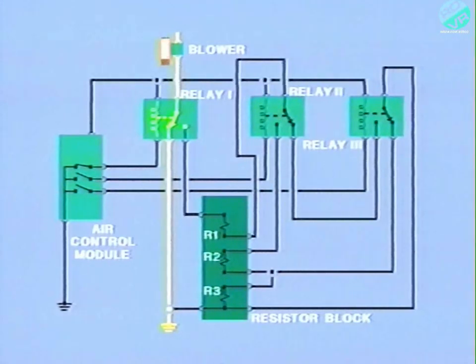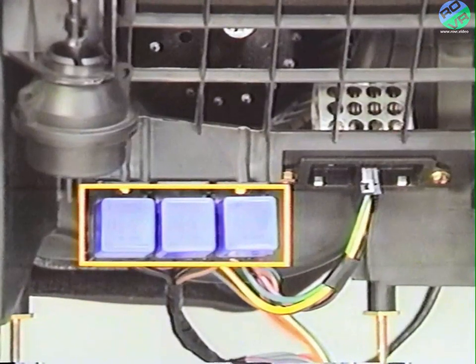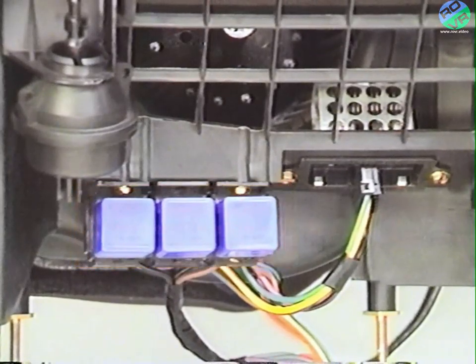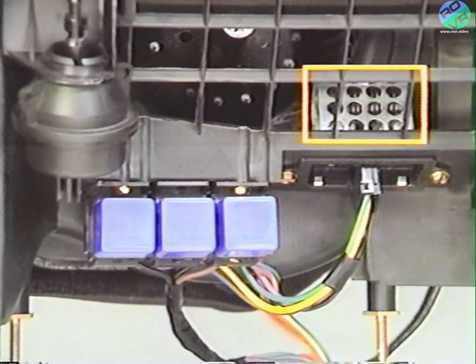This bypasses all 3 resistors and results in a direct path to ground for the blower motor. The blower relays are located at the bottom of the plenum, to the left of the ACM. The resistor block is located inside of the air recirculation door.